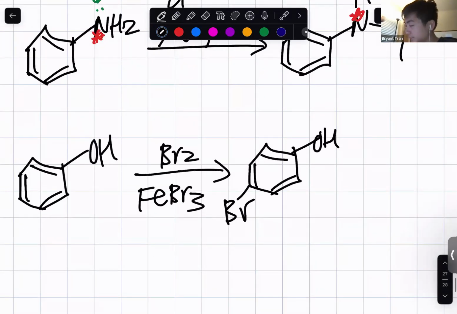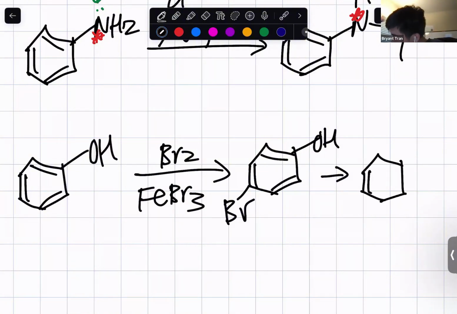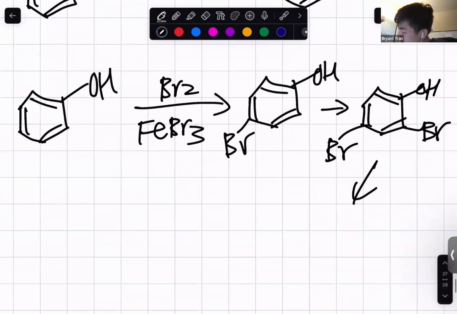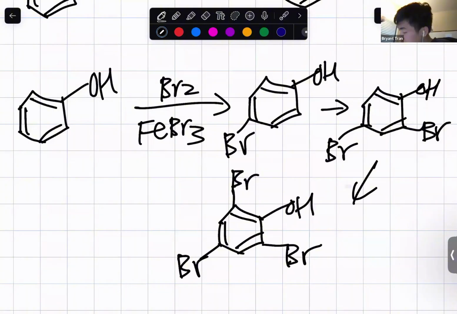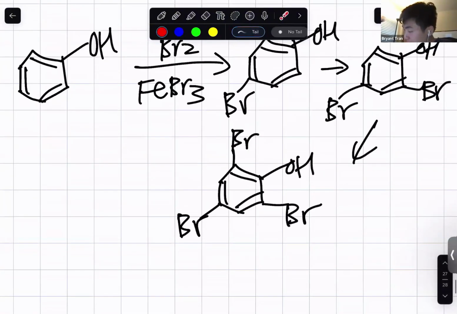And then because this is a very strong activator, we're gonna keep going here, right? Now we're gonna add the bromine to the para position to the EDG like this. And then we could go again because there is another ortho position open up there, which will give us this here. Okay, nice.